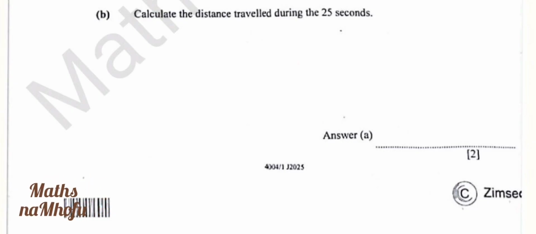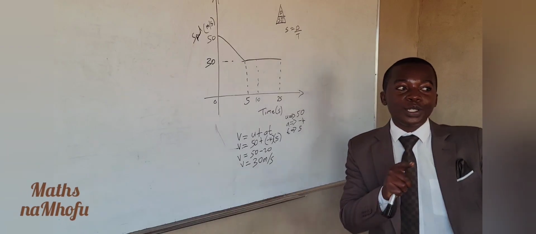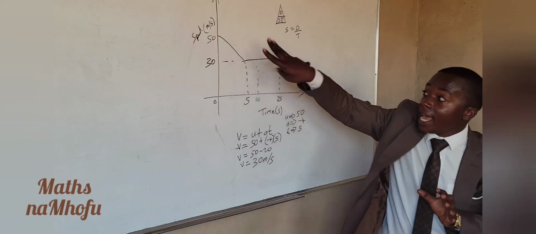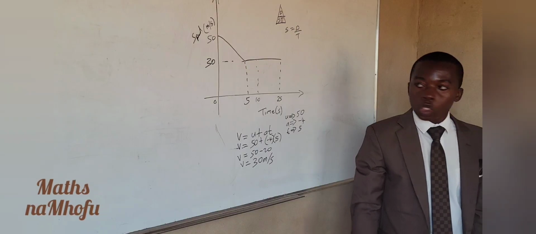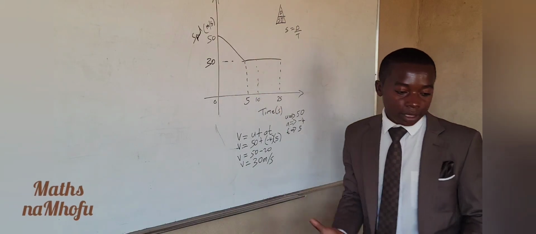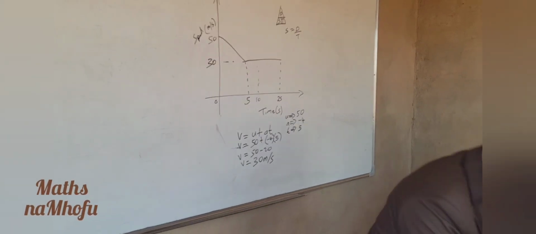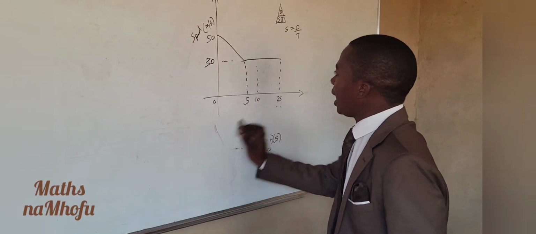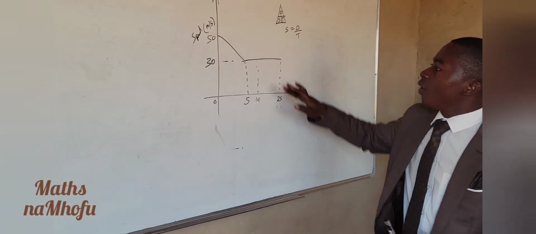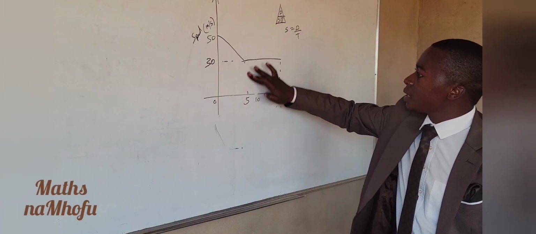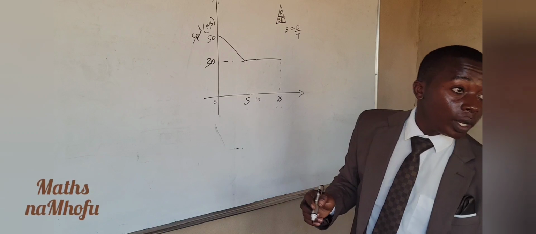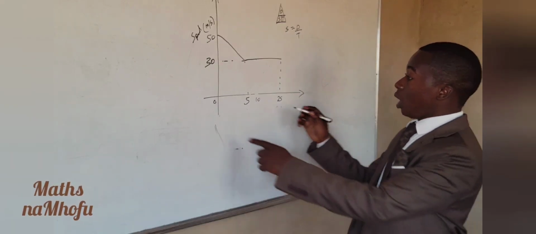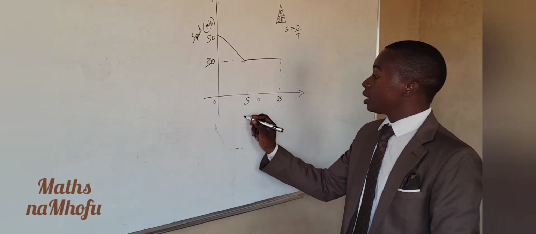Now let's move on to the last question. Calculate the distance traveled during the 25 seconds. Remember, you calculate the distance traveled by finding the area of the shapes under the graph. So we find the area of this shape, and that is the distance traveled in 25 seconds. We have two shapes, a triangle and a rectangle.